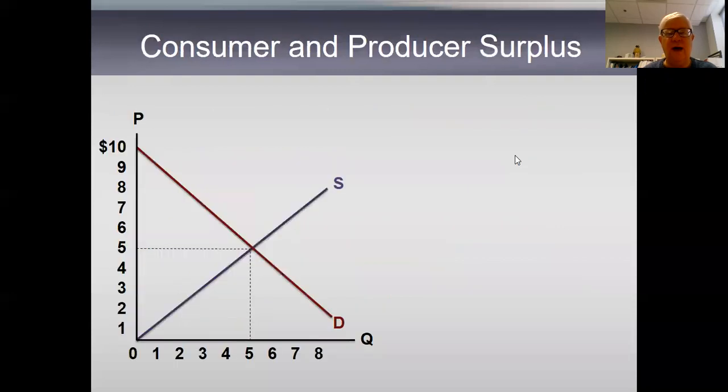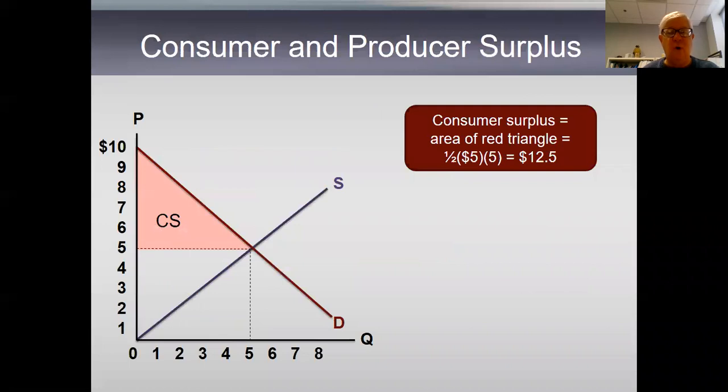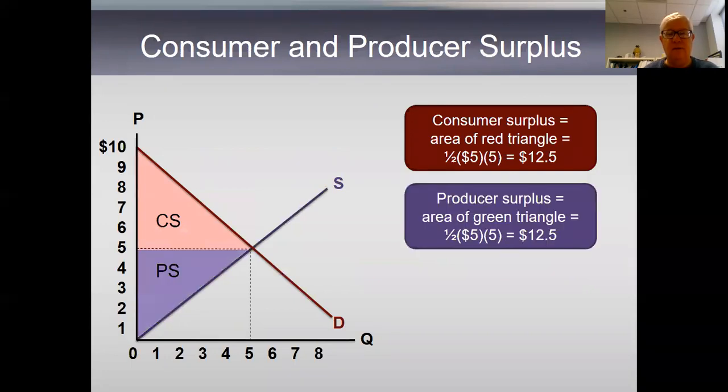So let's take a look at the graph. Here we've got a graph with a demand curve and a supply curve. So remember, consumer surplus is the area below the demand curve that's above the market price. Producer surplus is the area above the supply curve and below the market price.